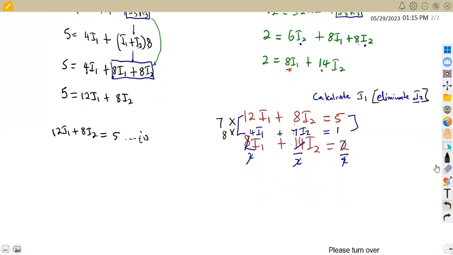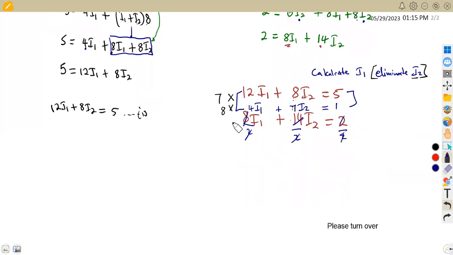So if we are to have this, our final answer is 7 times 12, which is 84 I1. 7 times 8, which is 56, so that's 56 I2. 7 and 5, which is 35. Then 8 and 4, remember I'm using this equation, so it's 8 versus 4, which is 32 I1. 8 versus 7, which is 56, so we've got 56 I2. Then 8 and 1 in this case, which gives us 8.